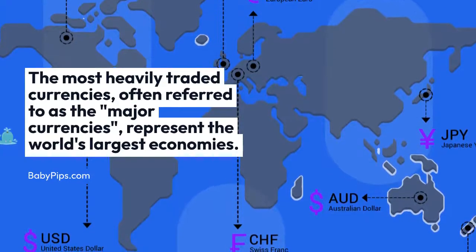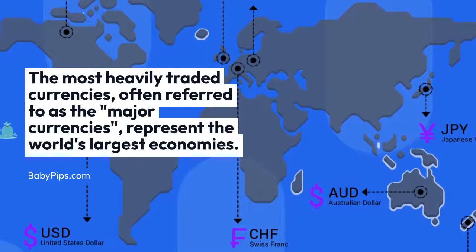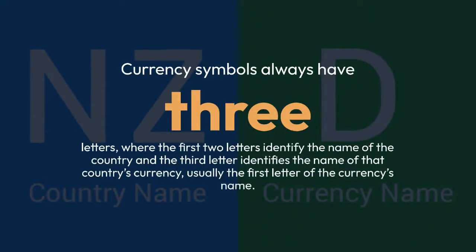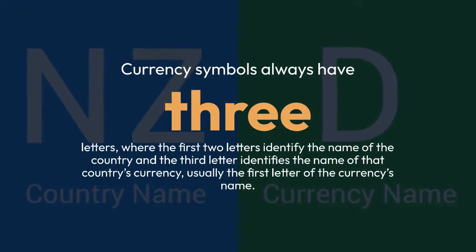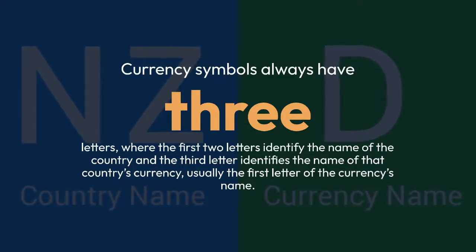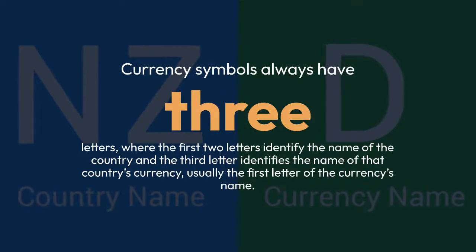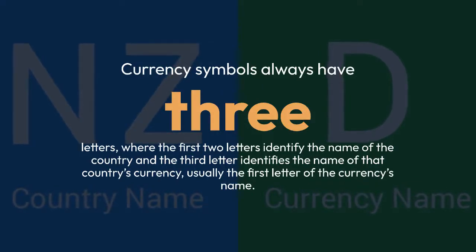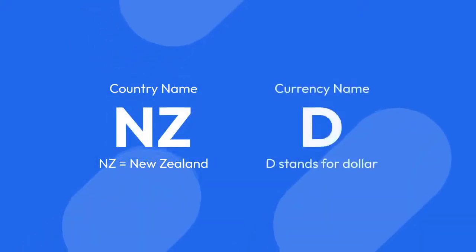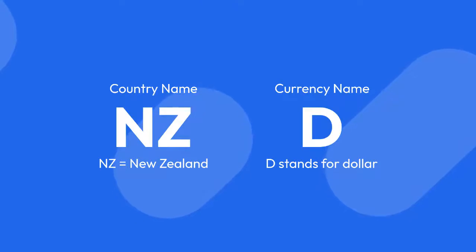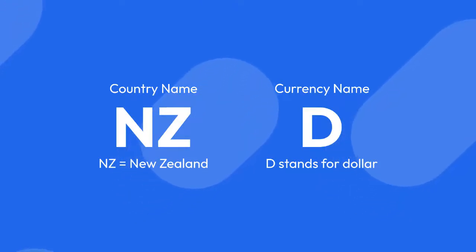The most heavily traded currencies, often referred to as the major currencies, represent the world's largest economies. Currency symbols always have 3 letters. The first 2 letters identify the name of the country, and the third letter identifies the name of that country's currency, usually the first letter of the currency's name. So, for example, NZD. NZ is the country name, which is New Zealand, and D represents dollar, their currency name.